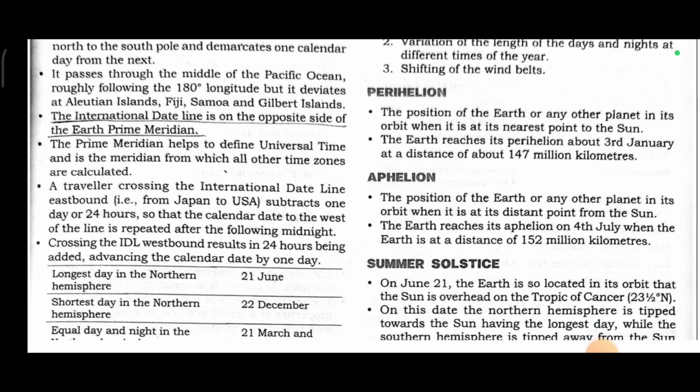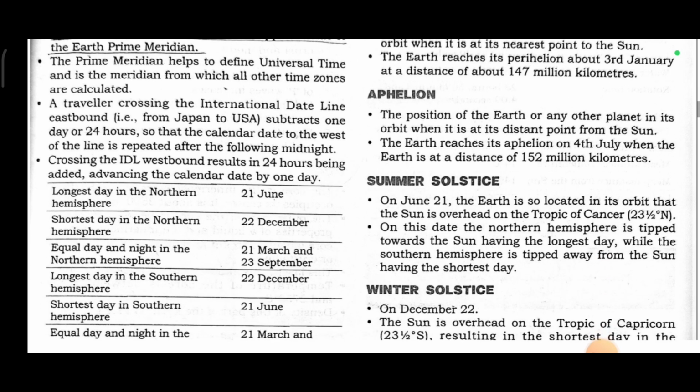Perihelion. The position of the Earth or any other planet in its orbit when it is at its nearest point to the Sun. The Earth reaches its perihelion about 3rd January at a distance of about 147 million kilometers. Aphelion. The position of the Earth or any other planet in its orbit when it is at its most distant point from the Sun. The Earth reaches its aphelion on 4th July when the Earth is at a distance of 152 million kilometers.